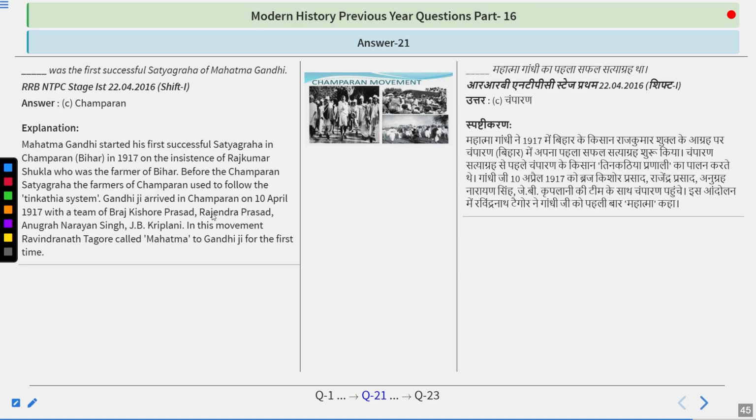Mahatma Gandhi started his first successful satyagraha in Champaran in 1917 on the insistence of Rajkumar Shukla, a farmer of Bihar. Before the Champaran Satyagraha, the farmers of Champaran used to follow the Teen Katiya system. Gandhiji arrived in Champaran on 10th April 1917 with a team of Braj Kishore Prasad, Rajendra Prasad, Anurag Narayan Singh, and J.B. Kripalani. At this time, Rabindranath Tagore called Gandhiji Mahatma for the first time. Remember, Champaran was the first successful satyagraha of Mahatma Gandhi. But remember, the first satyagraha of Mahatma Gandhi was done in South Africa.